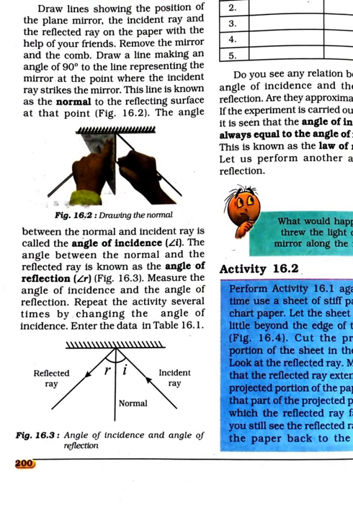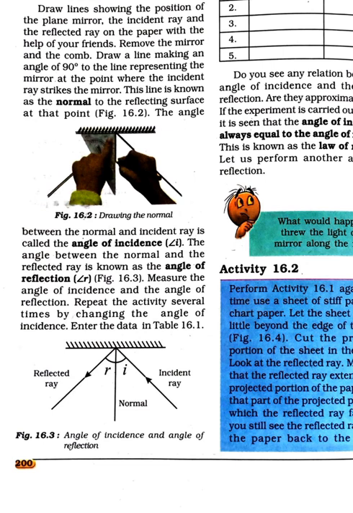The line that is drawn at right angle to the reflecting surface at the point of incidence is called the normal. The ray that comes back from the surface after reflection is known as reflected ray.